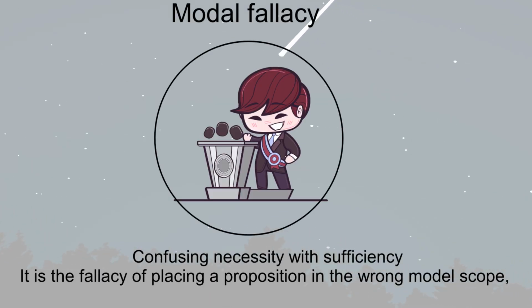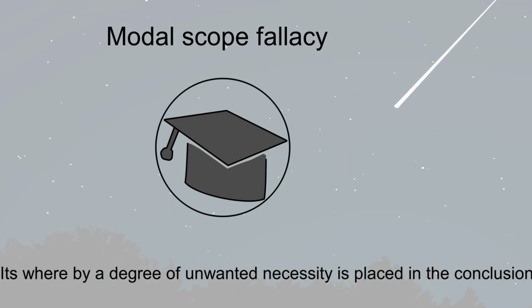Modal fallacy. It's a fallacy of placing a proposition in the wrong modal scope, commonly confusing the scope of what is necessary and true. Modal scope fallacy is whereby a degree of unwanted necessity is placed in the conclusion. Example, illiterates don't necessarily get professional jobs. Some are illiterate, therefore some can't work.